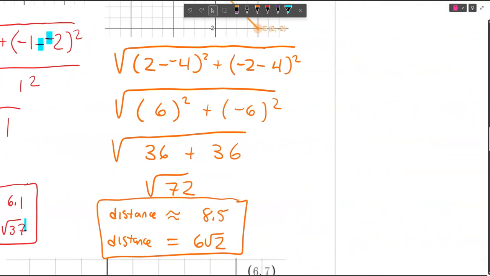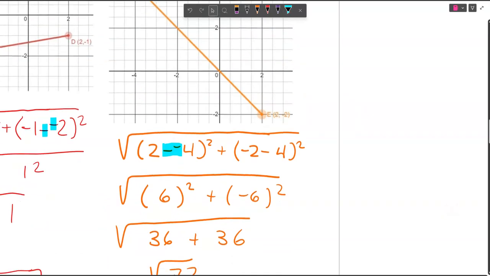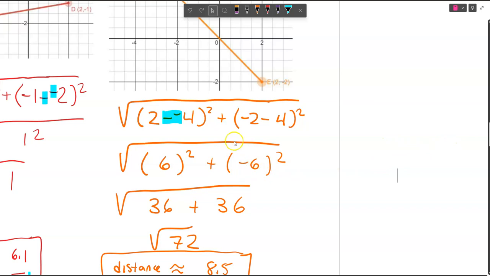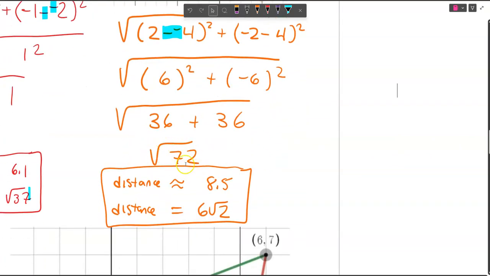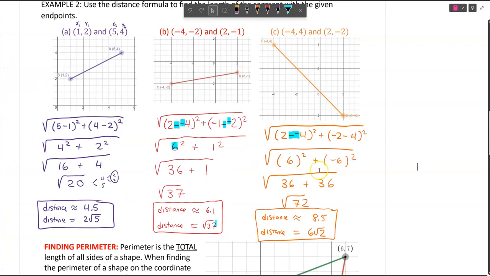And then for our orange example, once again, we just got to be careful with those negative signs. So minus a negative really is plus. That's why we got 6. Make sure that when you square a negative number in your calculator, if you're going to use that, make sure you put it in parentheses. Otherwise, it will not square it properly. So for the orange example, I got square root of 72. It's approximately 8.5, and it is equal to, as simple radical form, 6 root 2.